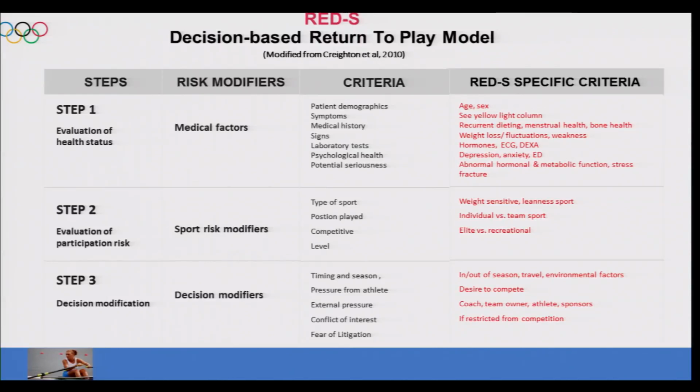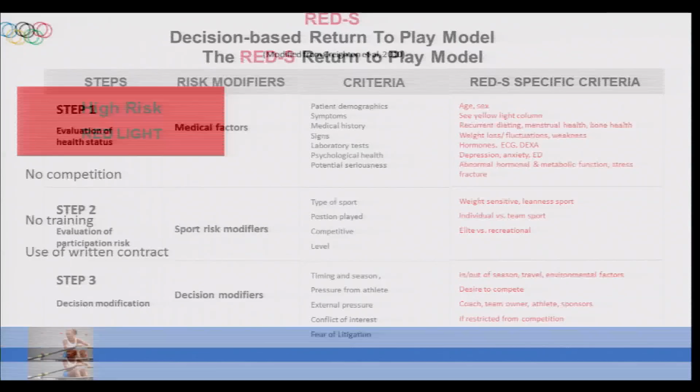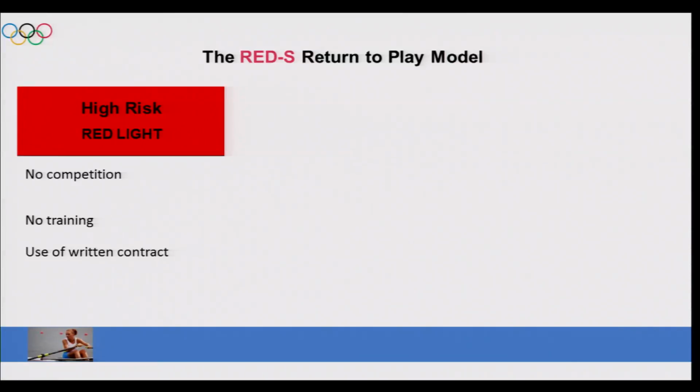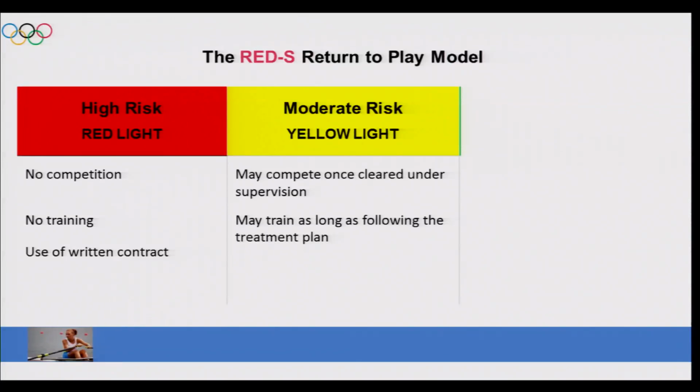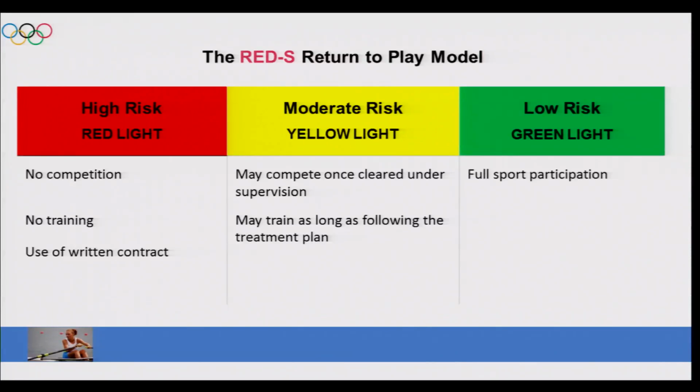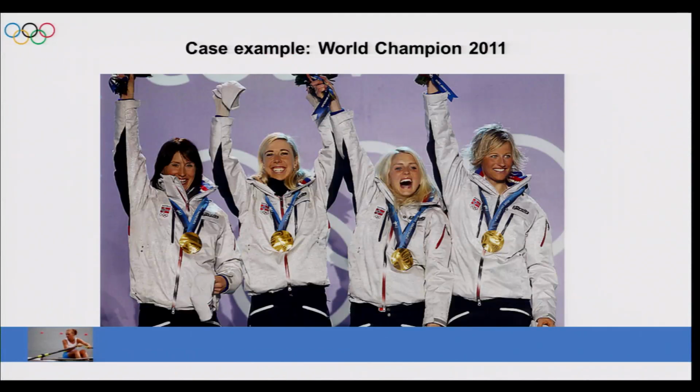So once the clinician has gone through this evaluation, we re-look at the original model and classify the athlete again, either in the high risk red light area, the yellow light area, or the green light zone. So the athletes in the moderate risk or yellow light can compete once cleared with supervision and continue training as long as they follow the treatment plan. It's the same model, but we carry it on through return to play.